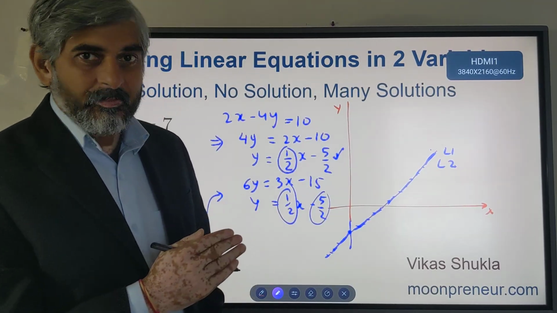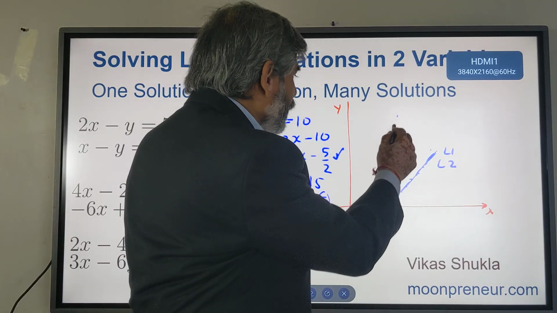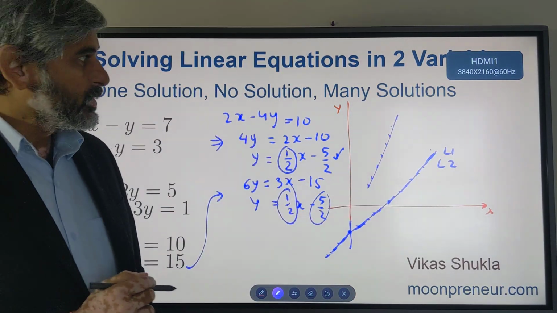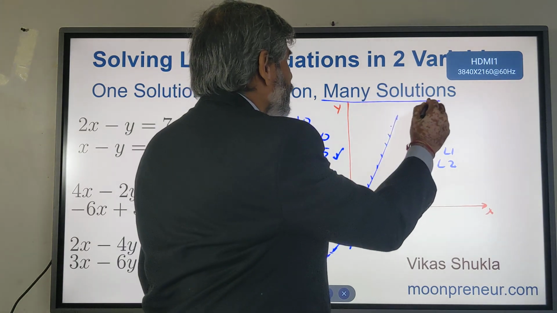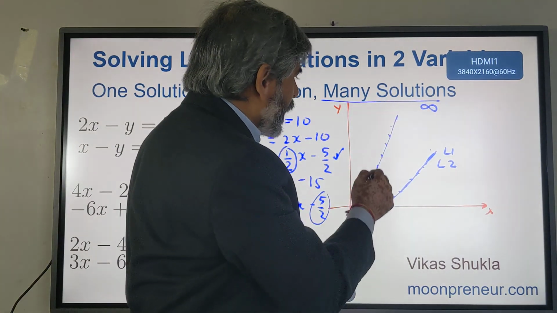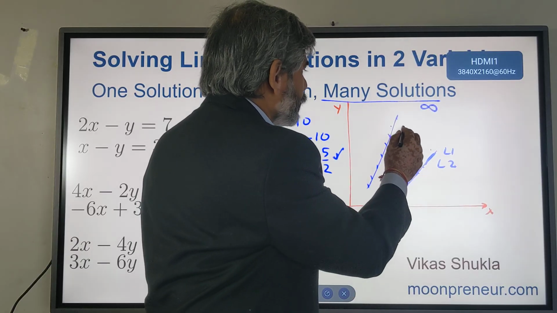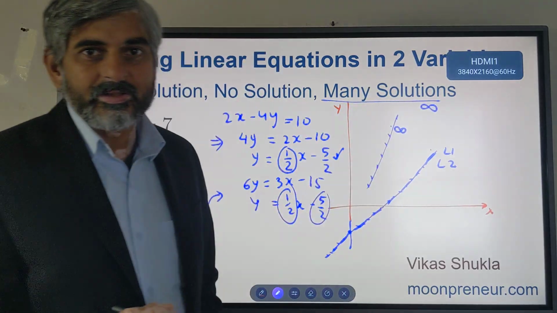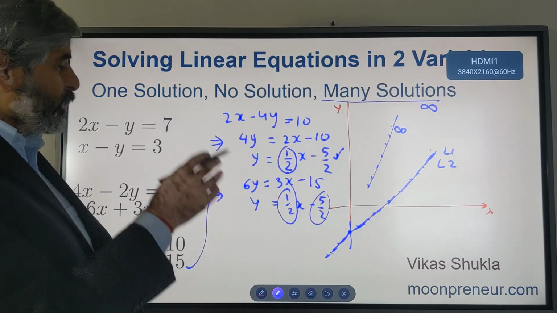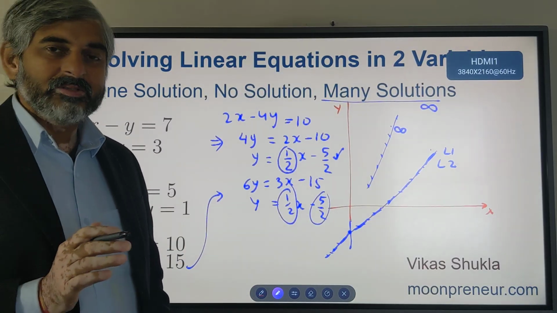At the same time, the points on any other line are not going to be solutions of this equation. So many solutions means there are infinite solutions. But the infinite solutions of this line are not the infinite solutions of other lines. So this is how we see solving linear equations.